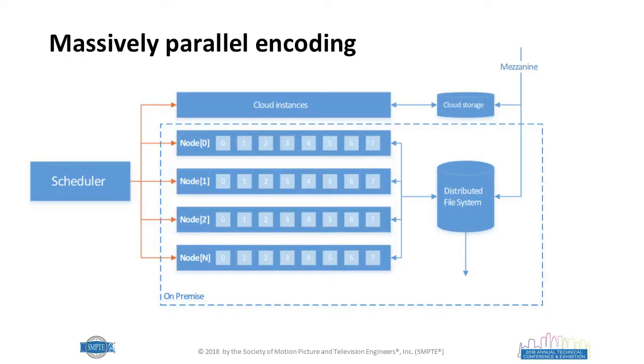So this kind of brings us to an overall diagram of what we're looking at here. We have an input mezzanine video that can be stored in an on-premises cloud, as in a distributed file system, and then we can also have a public cloud component that you can schedule jobs on as well.